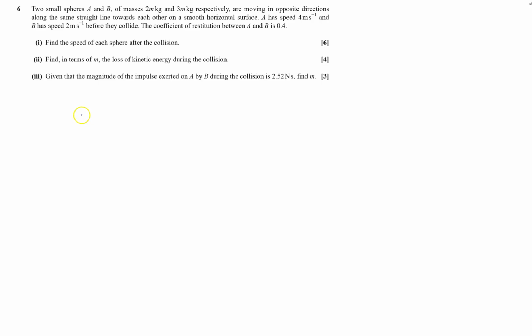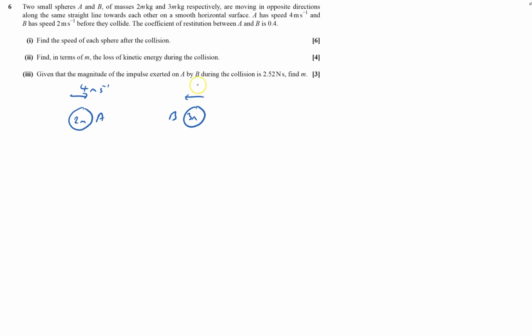Okay, so we've got two spheres, A and B. A has mass 2m and B has mass 3m. They move in opposite directions: this one at 4 meters per second, and this one in the opposite direction at 2 meters per second. And we've got E is 0.4, the separation over approach speed, and I need to find out where they're going to go.